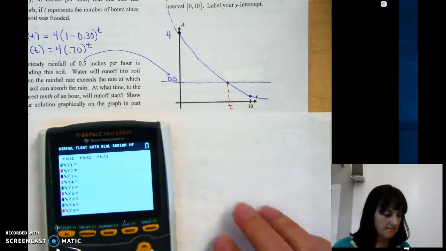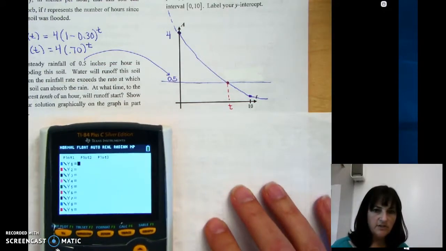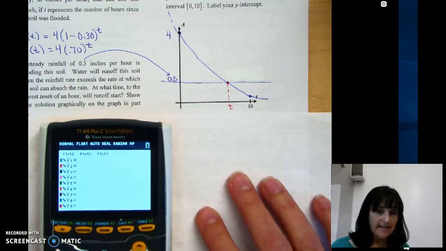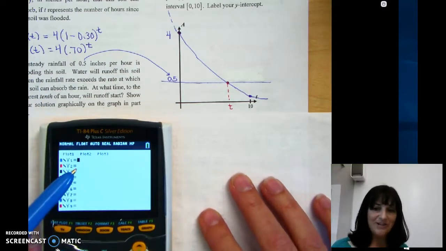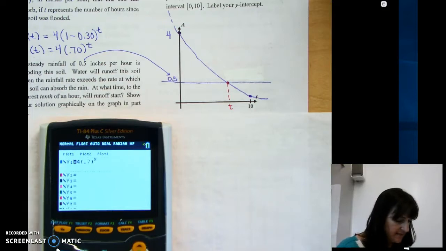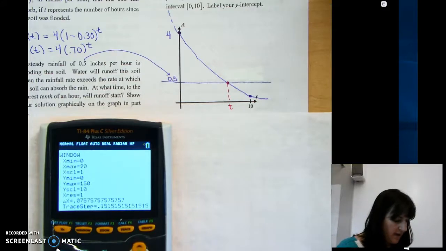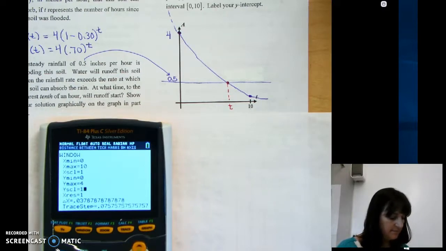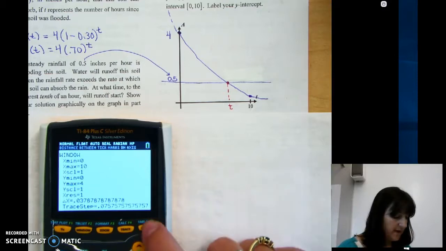Okay, sorry about that. We are going to finish solving this problem now. And we need to type in the equation here and 5/10 into y2 and find the intersection point. So 4 times 7/10 to the x and 5/10 here. And we'll set the graphing window up. We know we want to go to 10, and we can set our y max to be 4. Here we go.